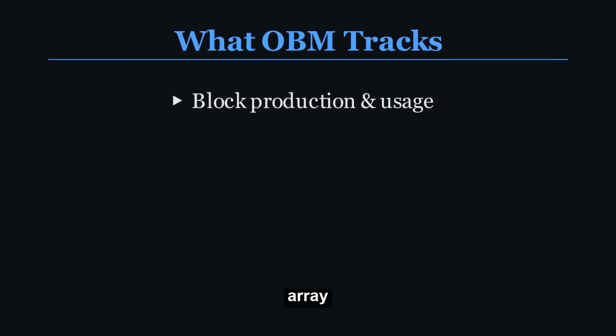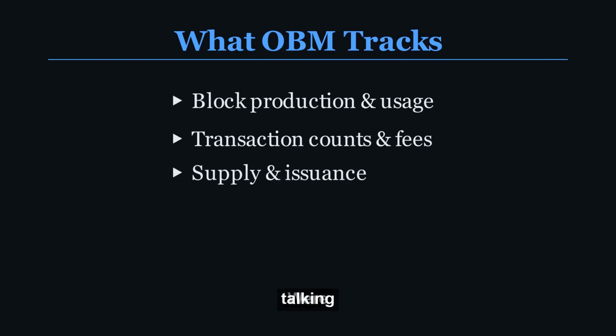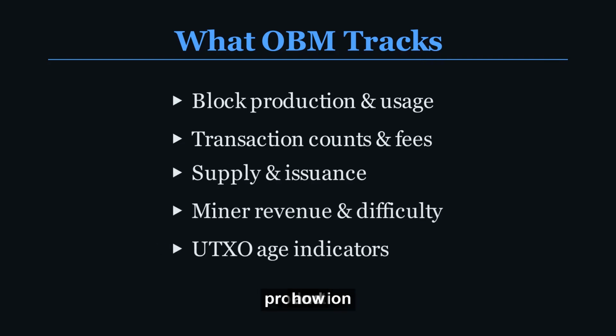OBM covers a vast array of critical metrics. We're talking about everything from the rate of block production and how much space is being used in each block, to the total number of transactions, the fees paid, and the overall supply and issuance schedule. It also tracks miner revenue, mining difficulty, and fascinating indicators like Bitcoin days destroyed and UTXO-age, which give us insights into long-term holding patterns and coin dormancy. These aren't just numbers, they're the pulse of the network.